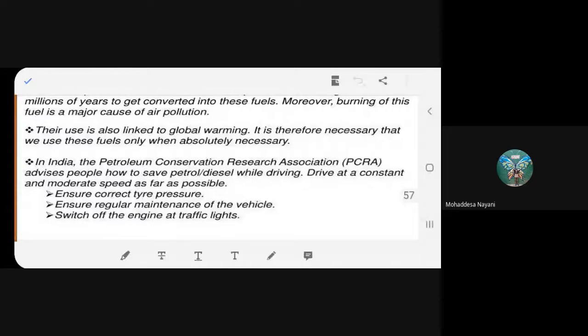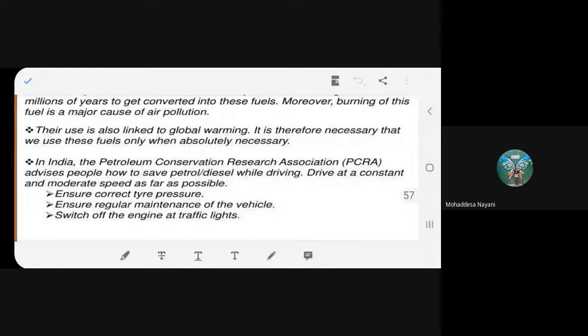For that matter, our government in India made one association, the Petroleum Conservation Research Association, otherwise known as PCRA, which tells people how to save fossil fuels, that is petrol or diesel, when you are driving. First, do not race. If you race, then your average goes down. But if you keep a moderate speed, your average comes high, so your fuel is not consumed.